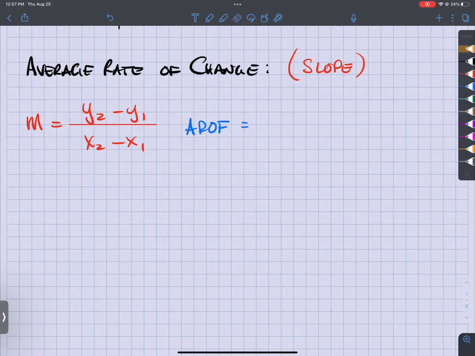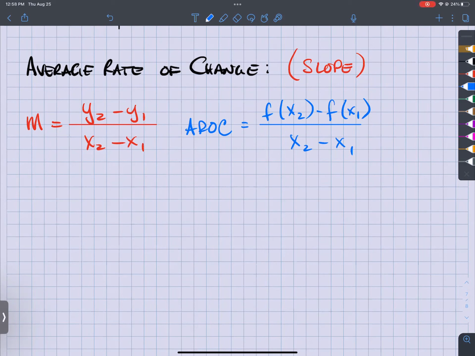Average rate of change, right? All right. So that is going to be what? How do I write y sub 2 as a function notation? Was that like f of x sub 2 minus f of x sub 1, right?